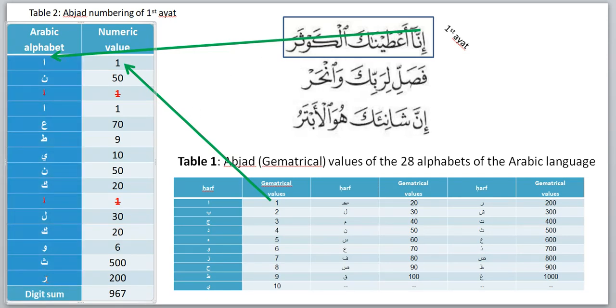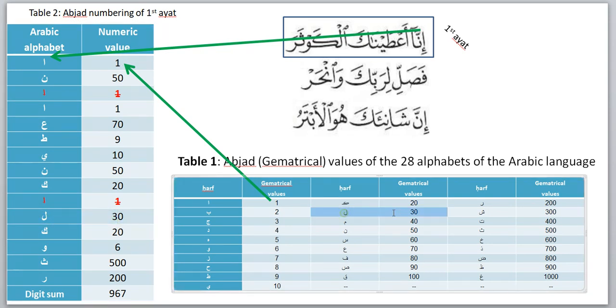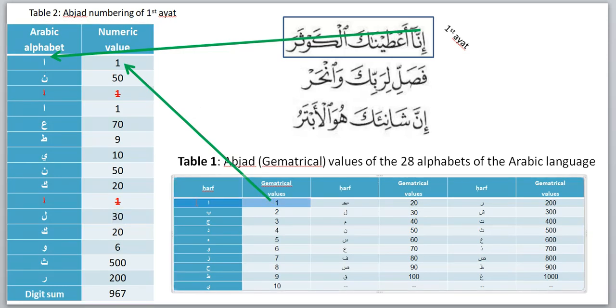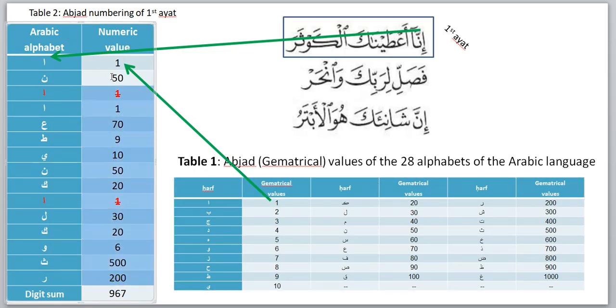The Ra is also placed at the end of the ayat, and corresponding values are taken from the table of Abjad values of the 28 alphabets of the Arabic language. From this table the values are shown here. For example, for Lam the Abjad value is 30, so the Abjad value is also 30 here for Lam. And for Alif, it is 1. So these things are placed here.